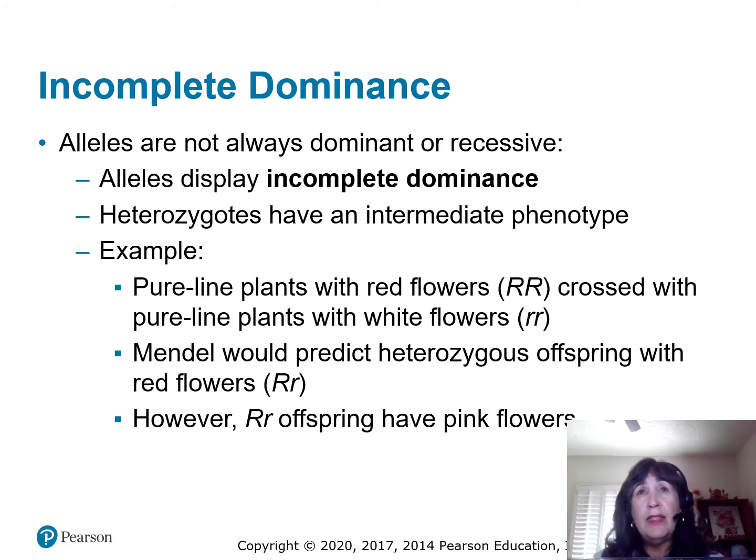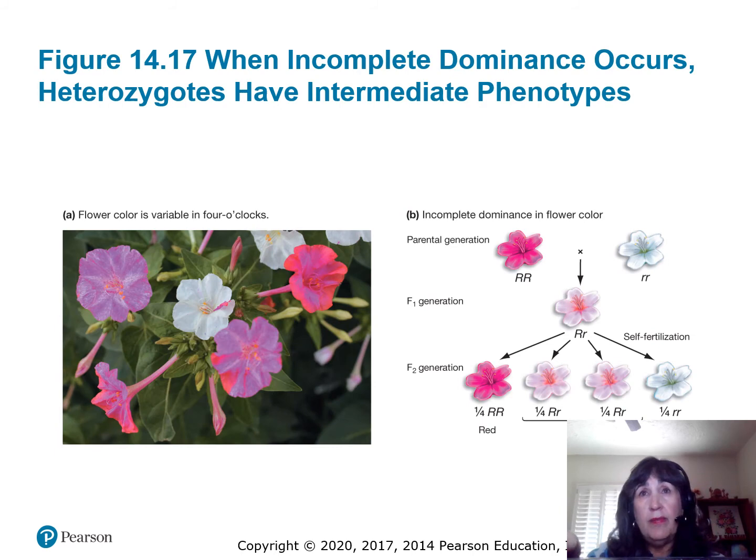And then the last kind of comparison that we need to look at is incomplete dominance. It says alleles are not always dominant or recessive, there's incomplete dominance. And that means there's a blending of the two. So a red flower and a white flower will make a pink flower, a blending, and this is called incomplete dominance. So here's an example of that.